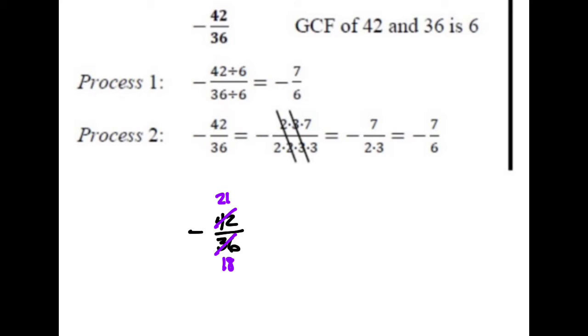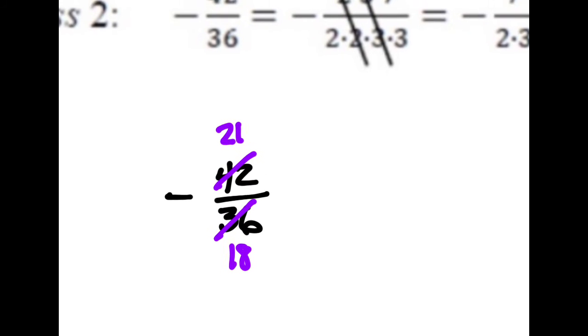If you know your times tables, you know that 3 does. Okay, so 3 goes into 21 7 times. 3 goes into 18 6 times. Okay, if you don't know your times tables, it's going to take a little bit longer, but you can still do it.